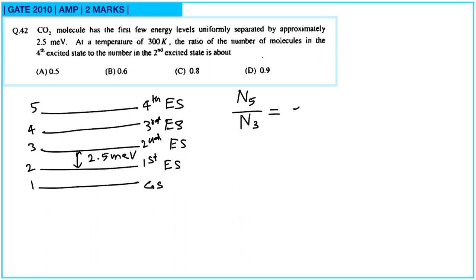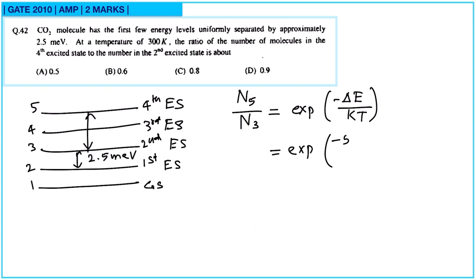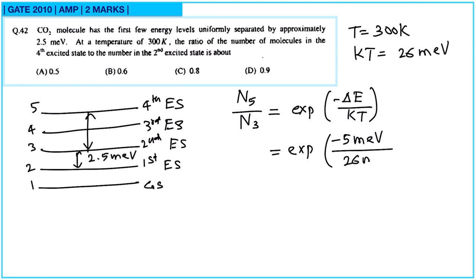And that will be equal to exponential minus of delta E by kT. So this will be equal to exponential of, so this is fourth state and this is second state. So the difference between these two, this is 2.5 plus 2.5, so that will be minus 5 milli-electron volt upon kT. Temperature is 300 Kelvin, so that means kT will be 26 milli-electron volt. So upon 26 milli-electron volt, and this comes out to be 0.825. So here option C is correct.